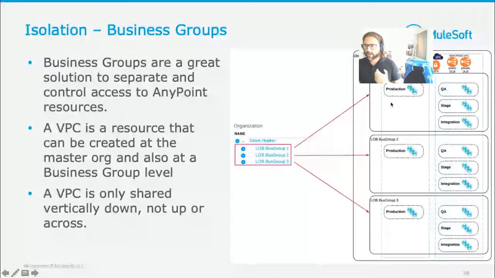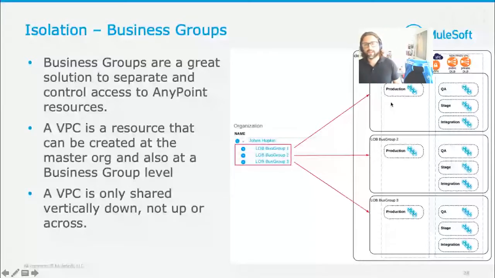Okay. Another thing that is very important is when you create a VPC, that VPC is only shared vertically down, not up or across. And this is particularly important to understand because I've seen a few cases in which we defined the VPC at the deepest level of the business group hierarchy, and soon later we had to define another VPC because the original VPC could not be shared with other business groups.